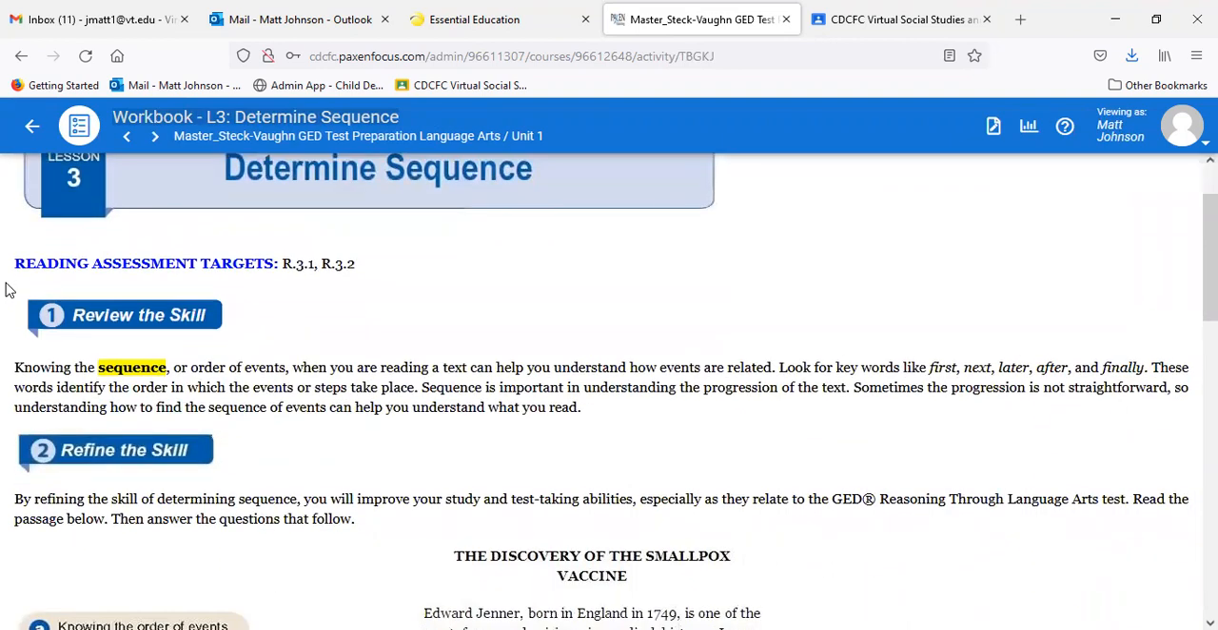You look for those keywords, you look for signal words, transition words: first, next, later, after, and finally. You look for dates, time frames. So like in that one, it's progressing through the months. So you can look for things like, well, this happened in October, and then this happened in April, all of which will help you with the sequence.